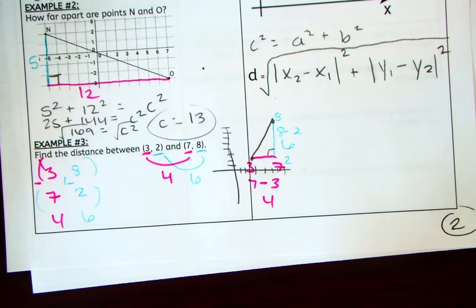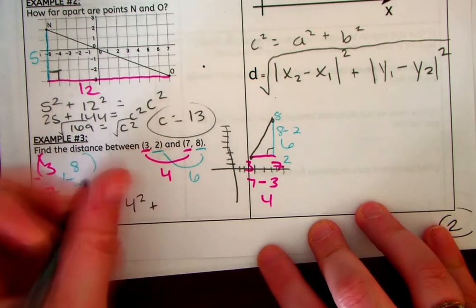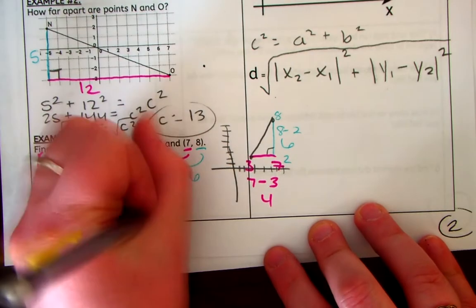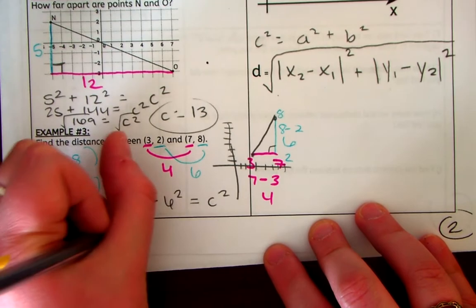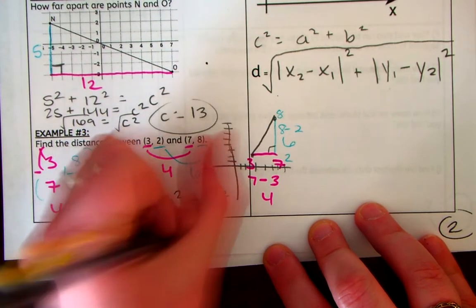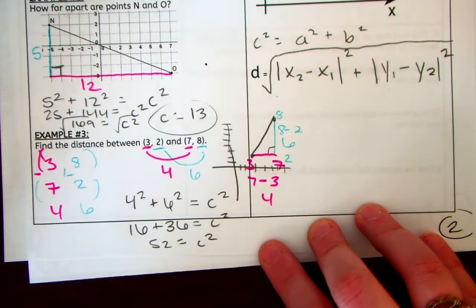So why did I do all of that? To show you that now those are the legs of my triangle, 4 and 6. So now I can do 4 squared plus 6 squared equals c squared. I get 16 plus 36 equals c squared. That's 52 equals c squared.